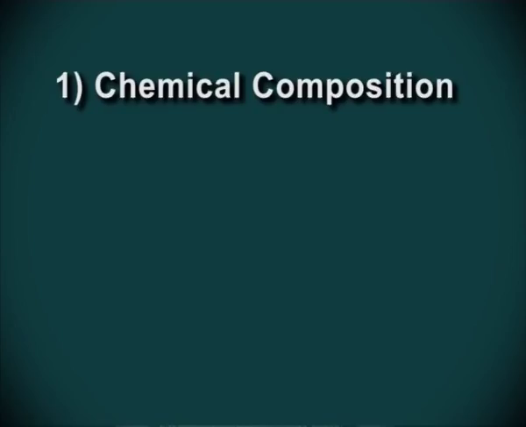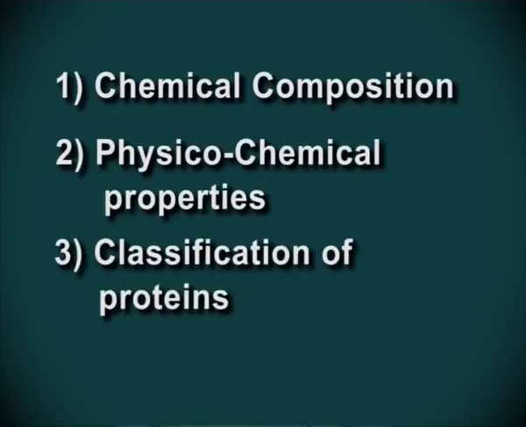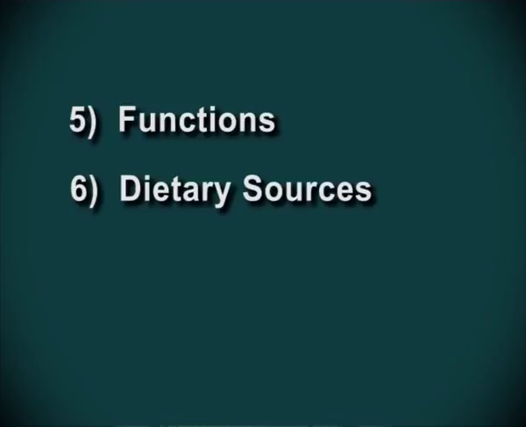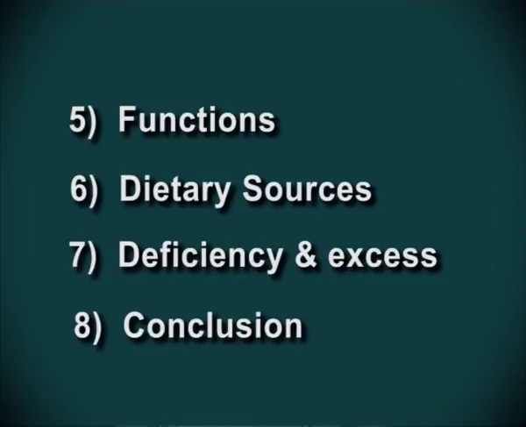Based on this background, the following aspects are to be studied under proteins. First is their chemical composition, second is the physicochemical properties, third is classification of proteins, fourth digestion and absorption, fifth function, sixth dietary sources, seventh deficiency and excess, and finally conclusion.